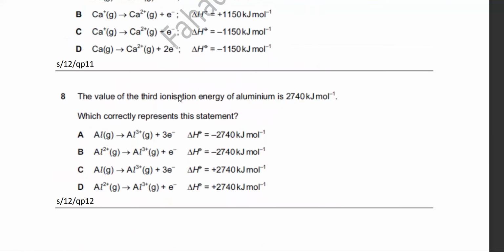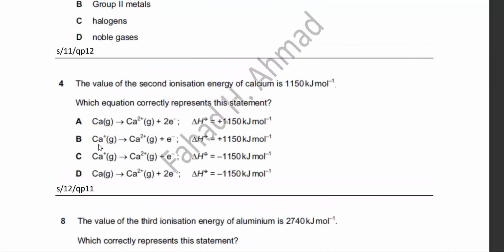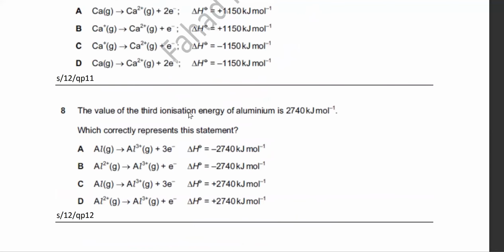This one is talking about, so it's going to be B because you've removed the first one and you're removing the second one now. So your starting point is +1. Similarly, this one, you're removing the third ionization energy. So which one is the correct one? D.